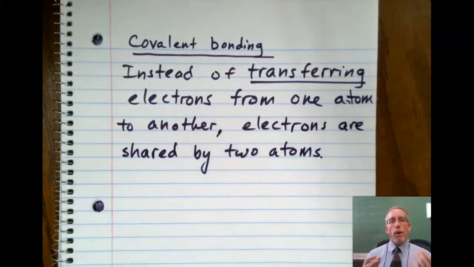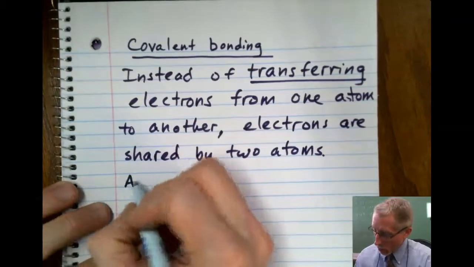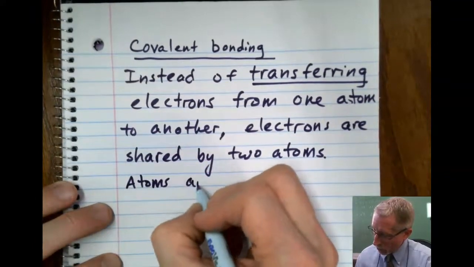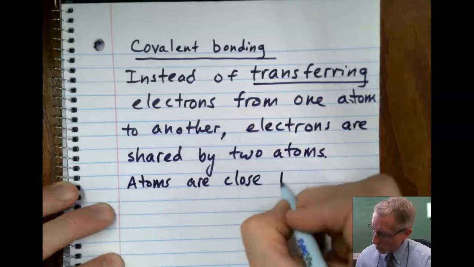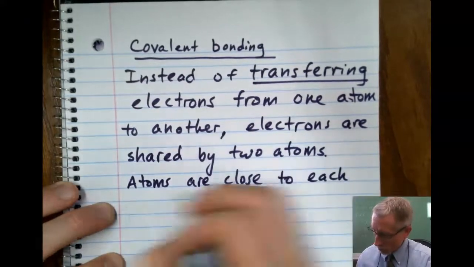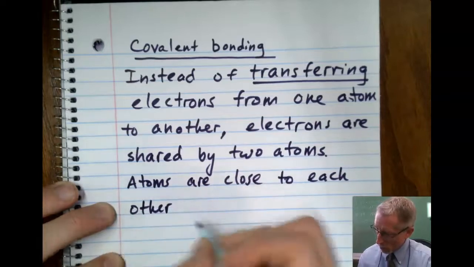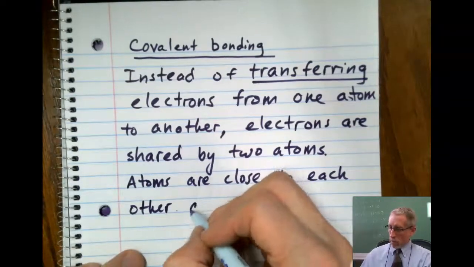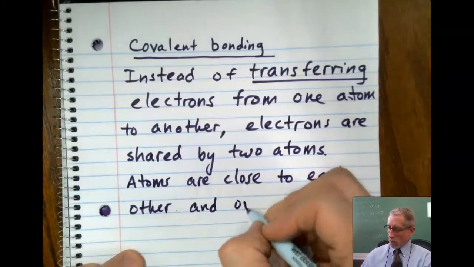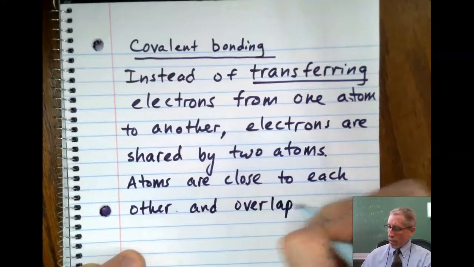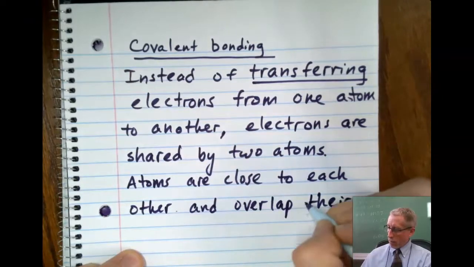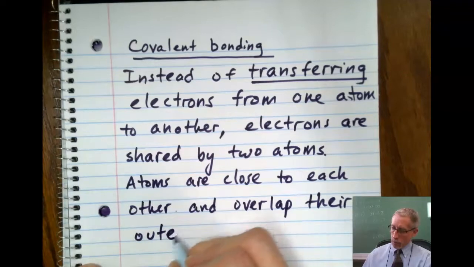Okay? So think about what it takes to share something. You're going to have to be close to each other, so that the thing that's being shared can be claimed by both at the same time. Okay? So we can write this too. Atoms are close to each other and you can think of it this way. They sort of overlap their outer energy levels.